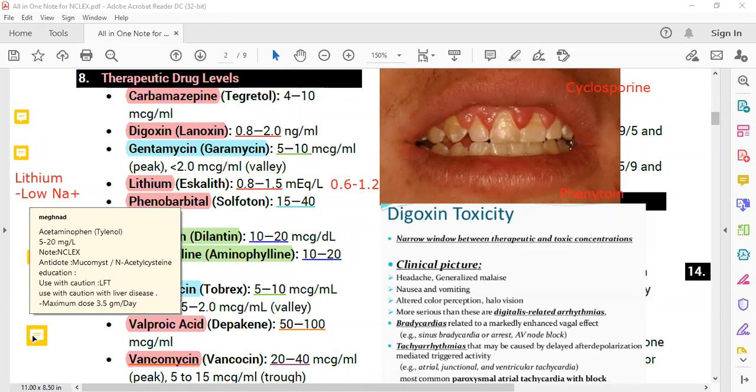Before acetaminophen use, we must know the patient's liver is working well. So use with caution if the patient has a liver problem, liver disease. Maximum dose we could use is 3.5 grams.